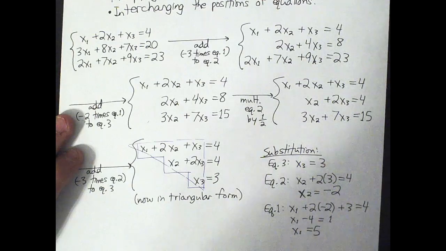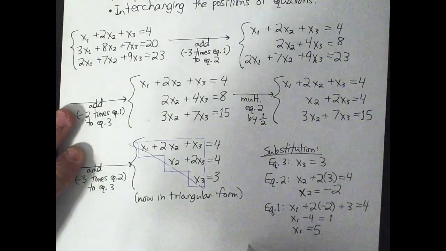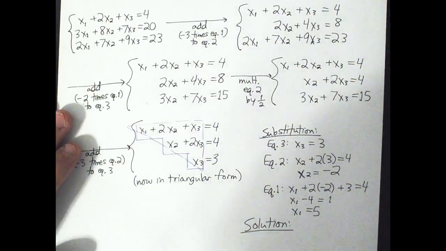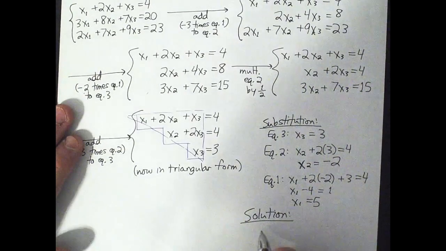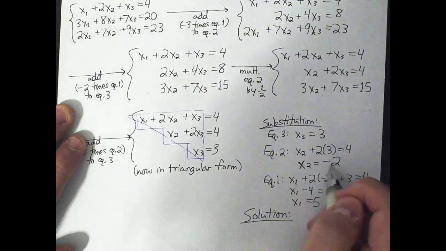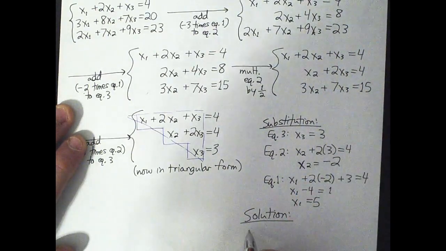Are we done? Should we just like circle this and say that's the answer? Well, I think we should write our solution in that sort of standard form that we had earlier in the definition of solution. And in this case, it would be the x1 we found, the x2 we found, and the x3 we found. So it should go 5, comma, negative 2, comma, 3.